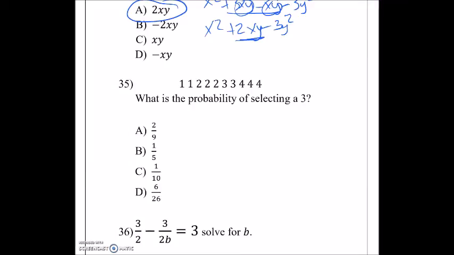Problem 35, we're looking for the probability of selecting a 3. So I have 2 3s out of 1, 2, 3, 4, 5, 6, 7, 8, 9, 10, 10 numbers. So this reduces to 1/5. So that would be my answer.